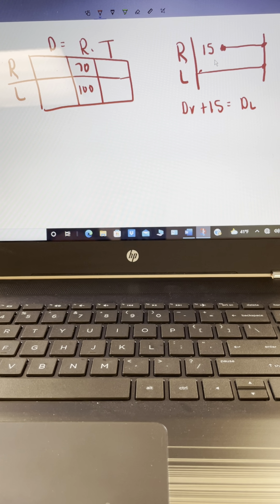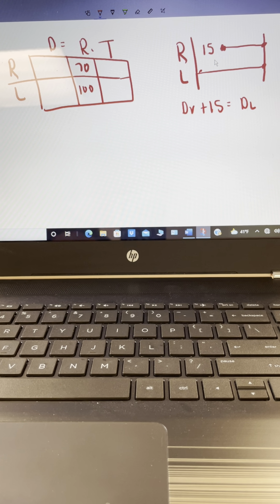What do you mean nothing matches? I can't simplify anything because I've got two different variables. I've got a TR and a TL. I can't combine those. But what do I know? What do I know about the time of Ryan and the time of Luke? That they're equal. So I can get rid of these because they're the same.